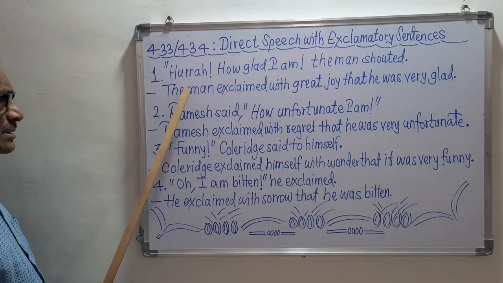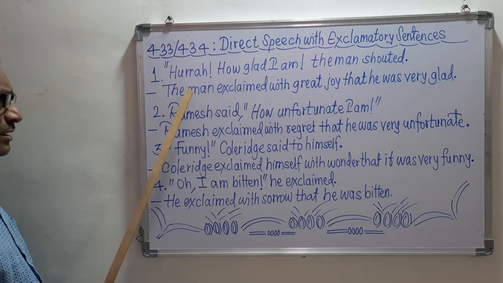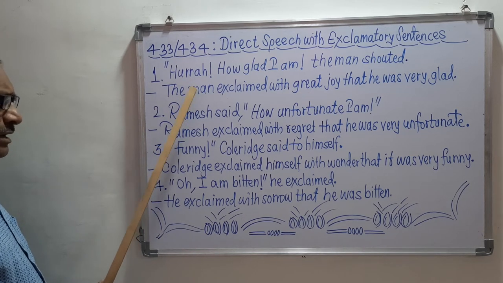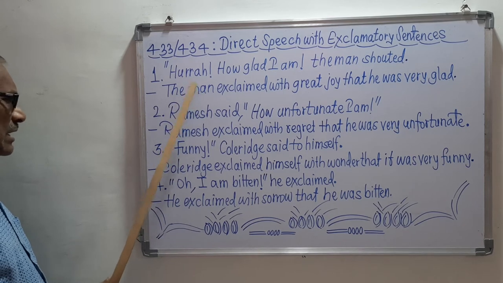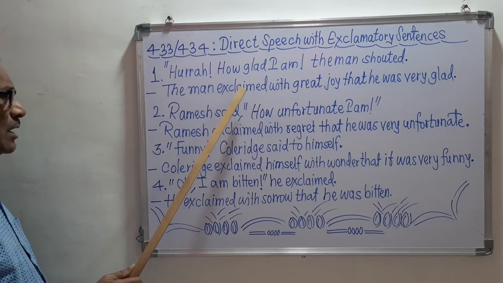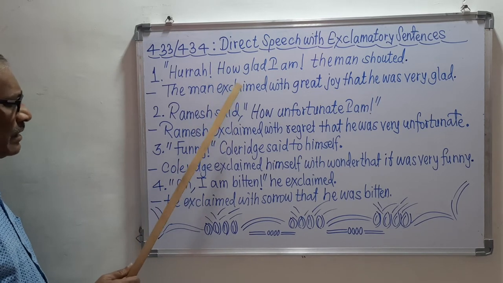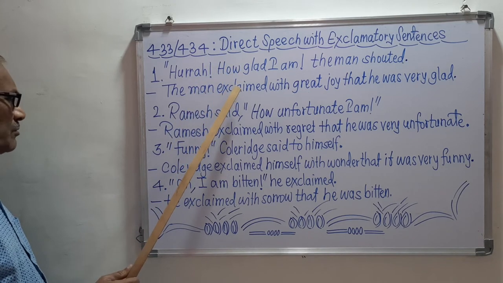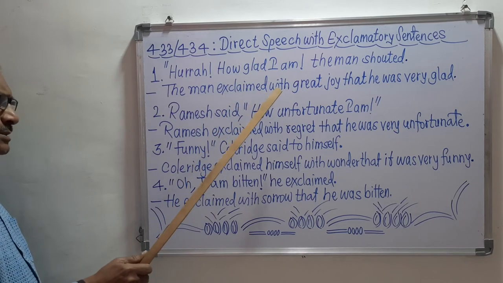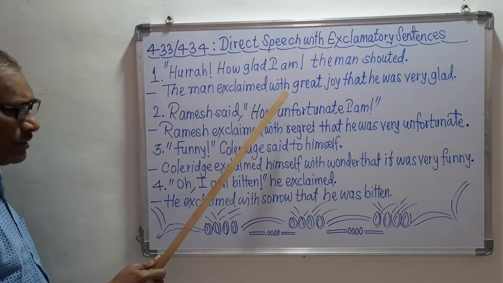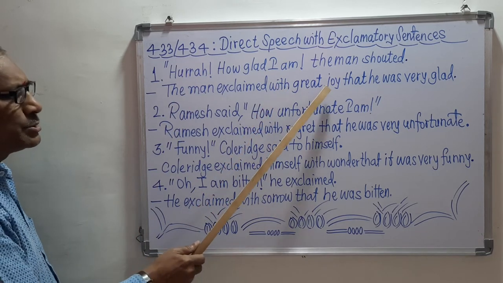The man is the subject here. I have taken the man as it is because it is the subject, and the subject is always taken as it is. Then I have taken exclaimed as the verb because it is an exclamatory sentence. And there is "with great joy" because here is the word hurrah, and that's why I have taken with great joy.